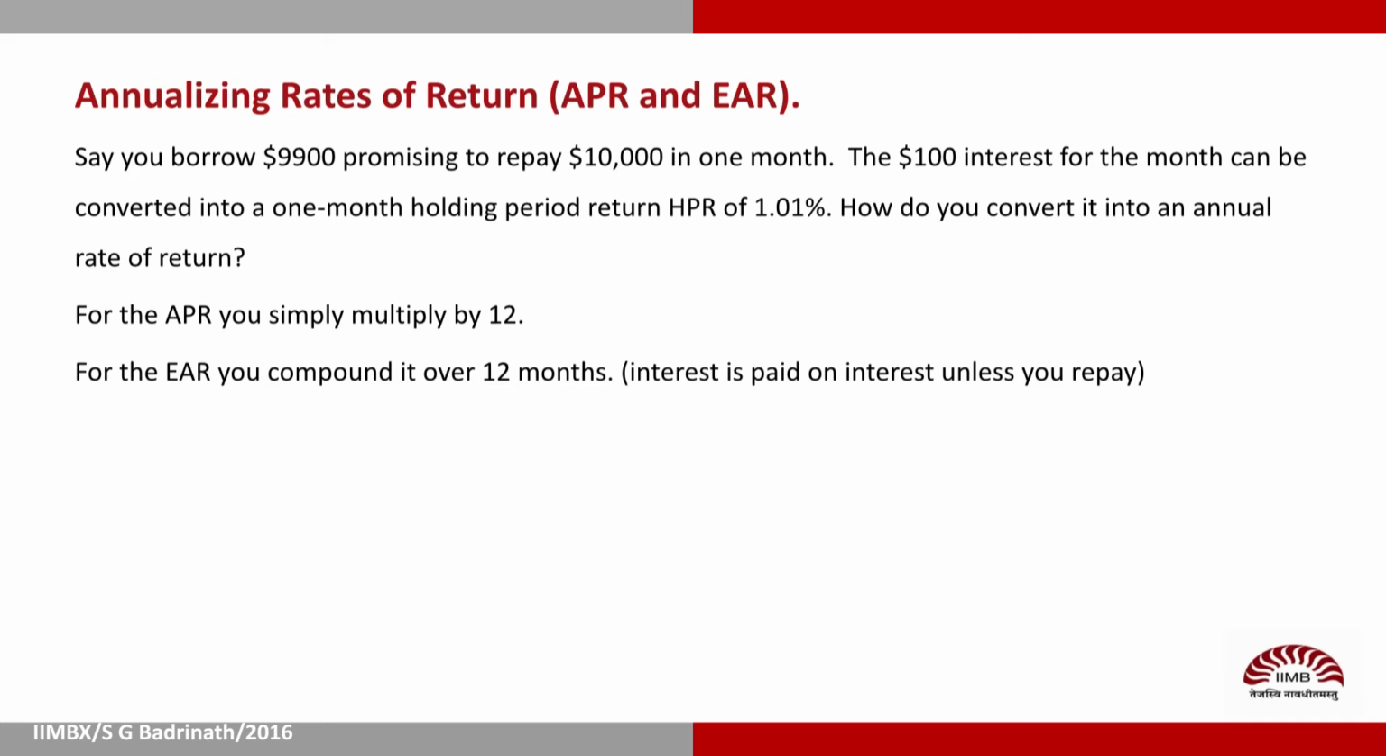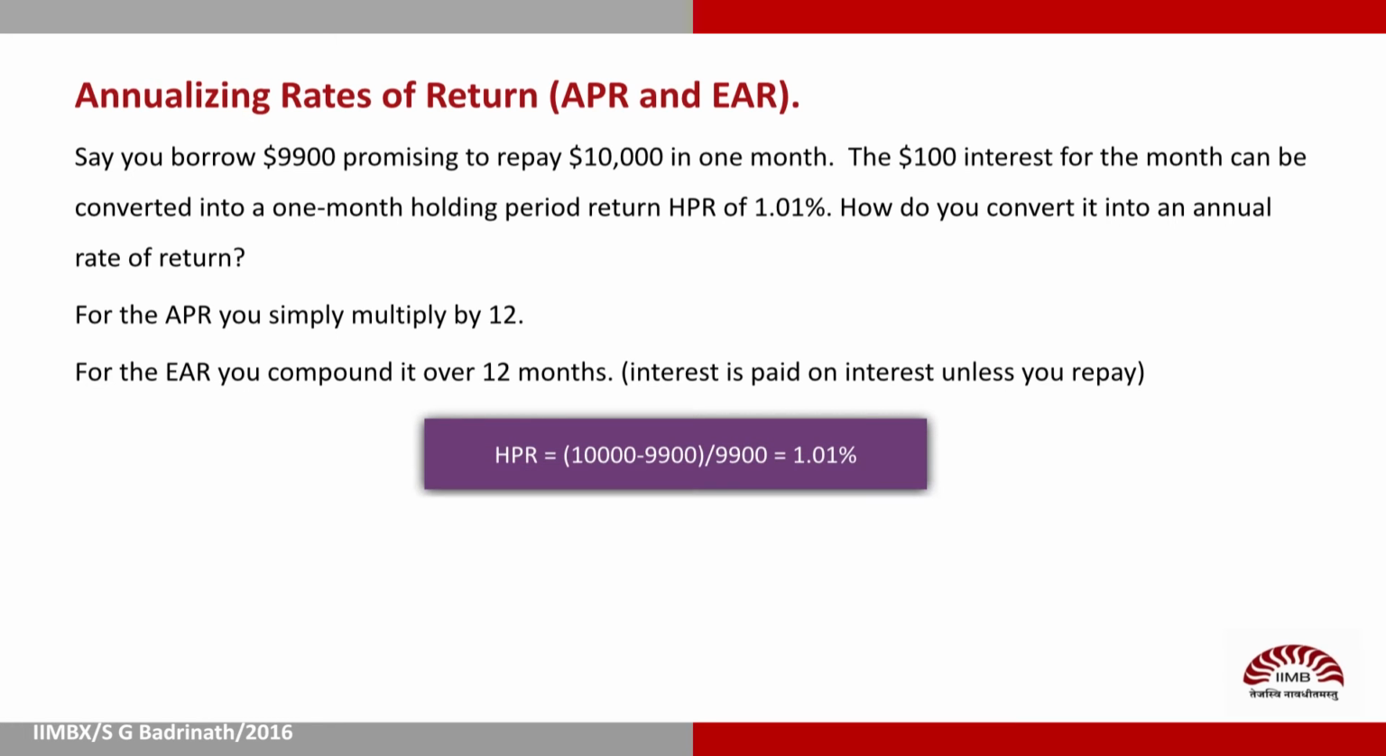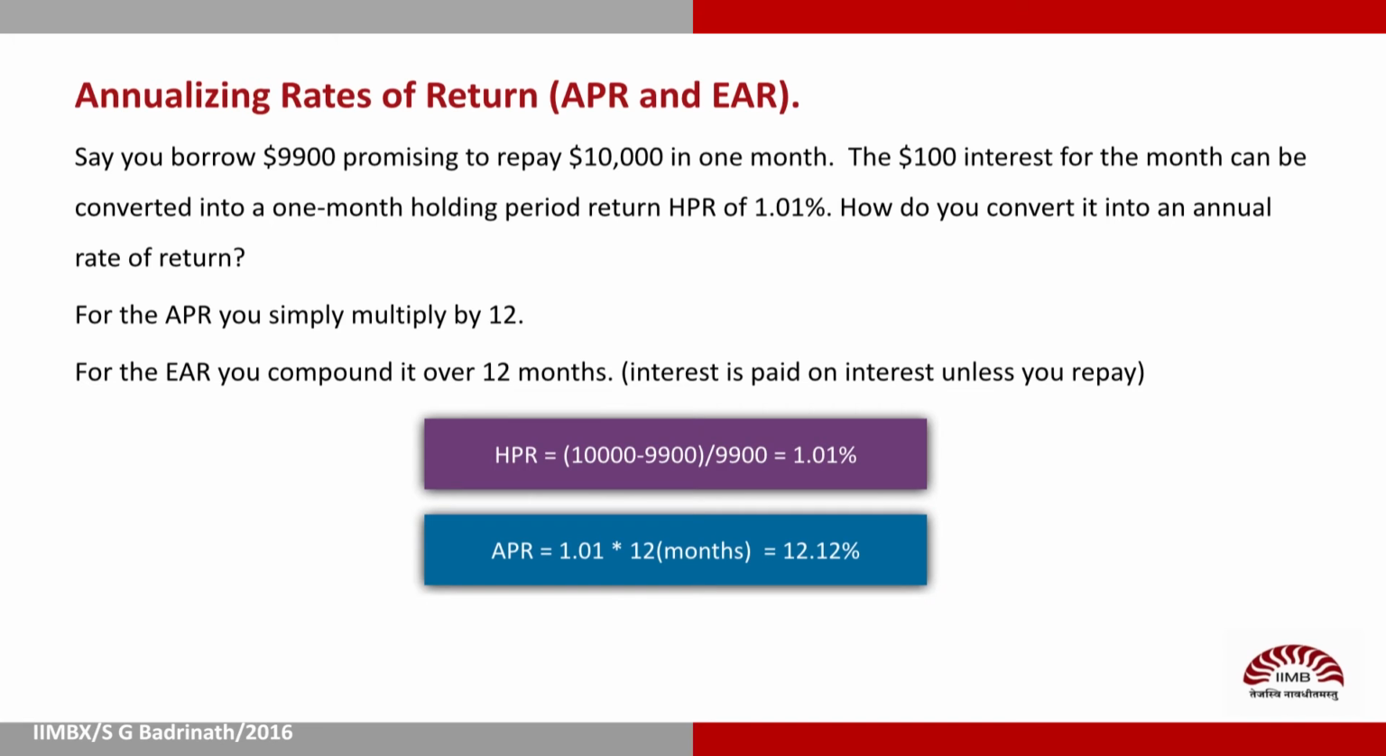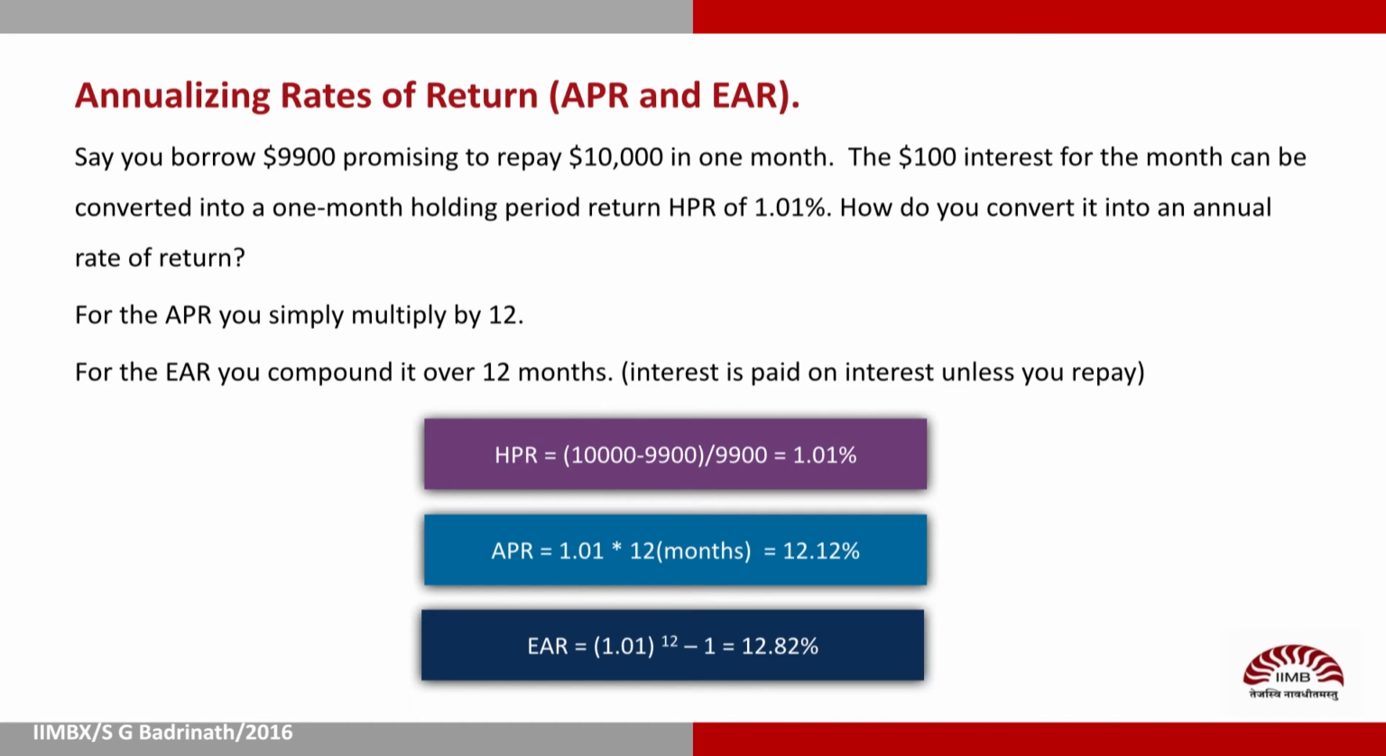Notice there again how the numbers show you what happens. The HPR was 1.01% for that month. Multiplying by 12 gave you the APR of 12.12%. The effective annual rate, where you're compounding the 1.01% over 12 months, and that's a compounding formula that you all know already, gives you a return of 12.82%.